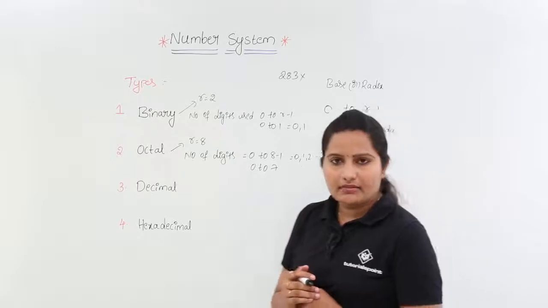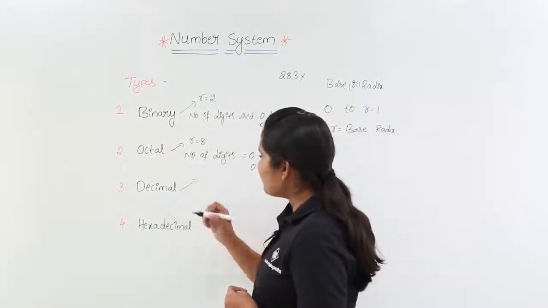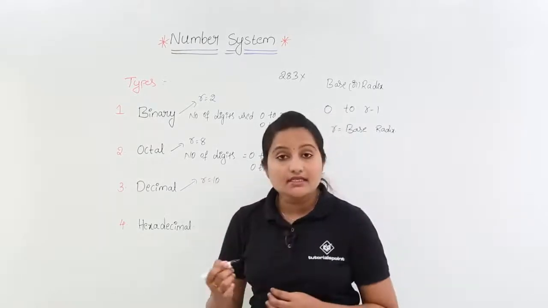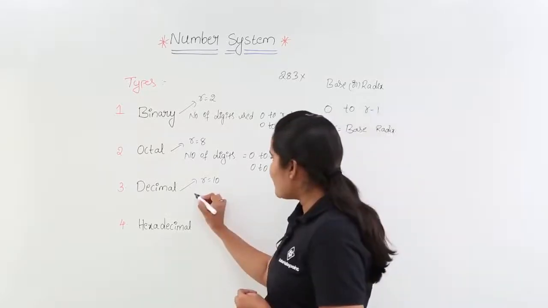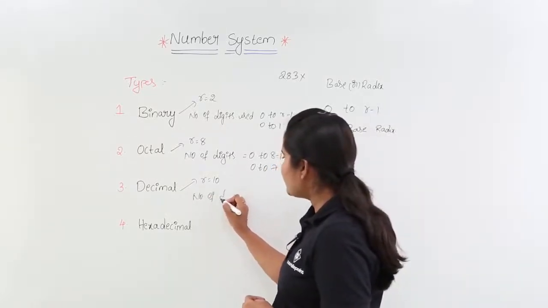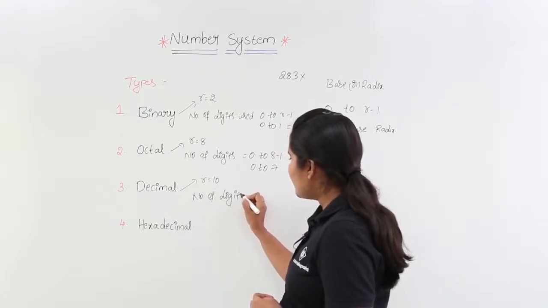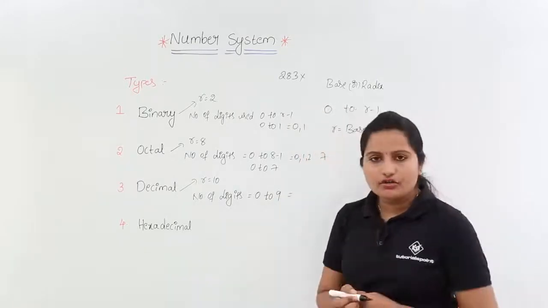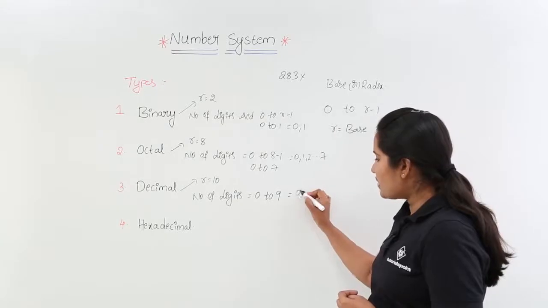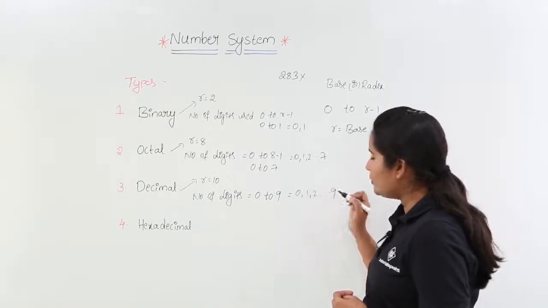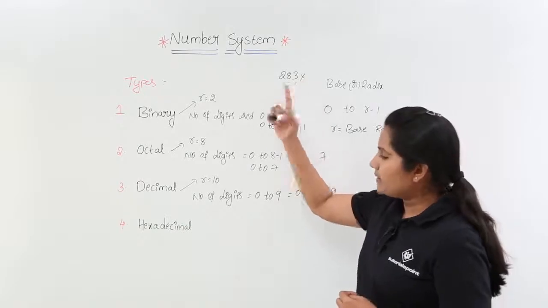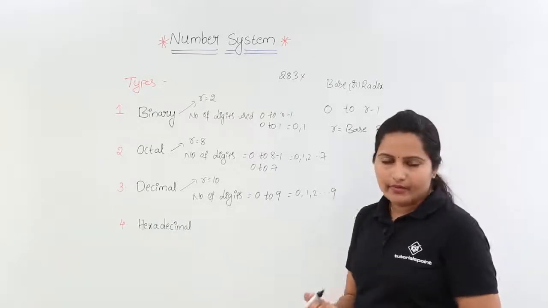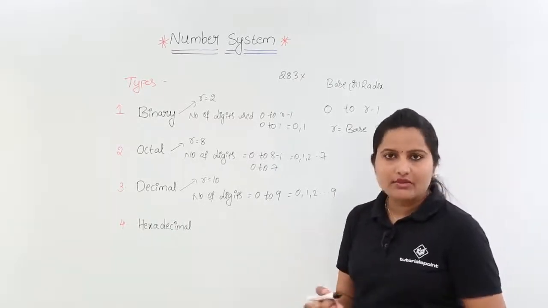Coming to the decimal number system, here the base or radix is equivalent to 10. So the digits used are 0 to 10 minus 1, that means 0 to 9. Means 0, 1, 2, and so on up to 9 you are using. The same example, 283, can suit the decimal number system. That means 283 may be a decimal number, because all the digits are in the range of the decimal number system.